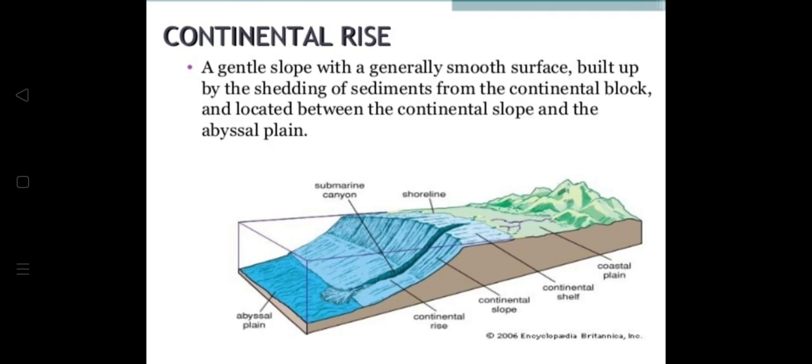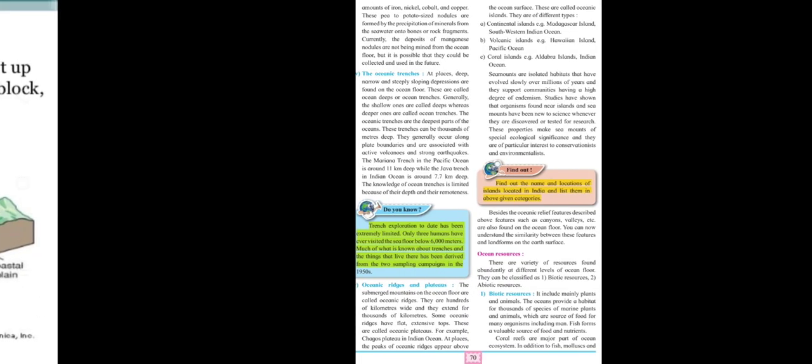So where is it located? It is located between the continental slope and the abyssal plain. It is basically a gentle slope with a smooth surface formed by the shedding of sediments from the continental block. If you look at the abyssal plain over here, you will very well see where the continental rise is. So this diagram will give you a better idea of what a continental rise is.